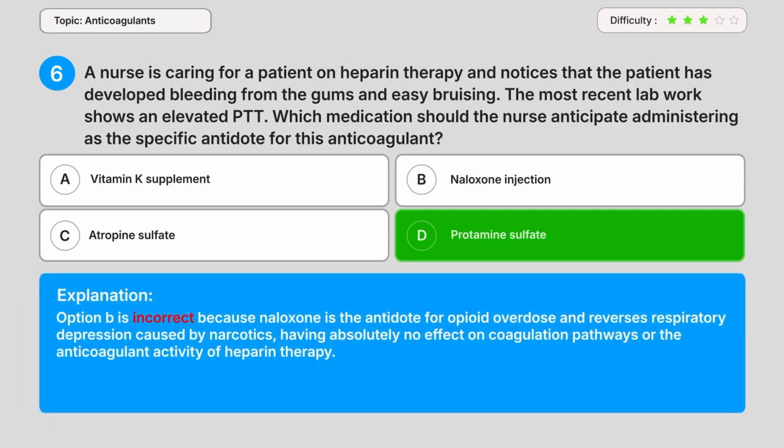Option B is incorrect because naloxone is the antidote for opioid overdose and reverses respiratory depression caused by narcotics, having absolutely no effect on coagulation pathways or the anticoagulant activity of heparin therapy.